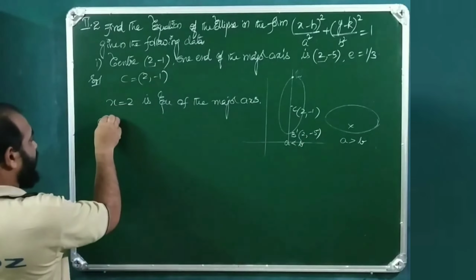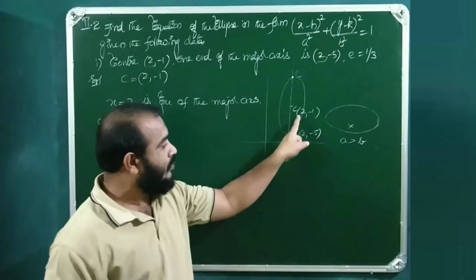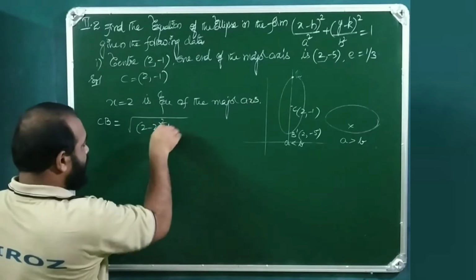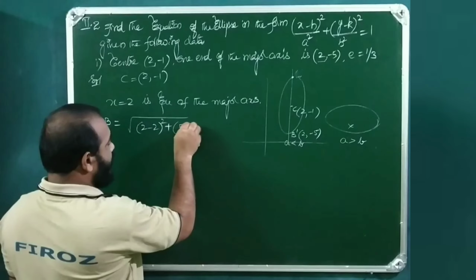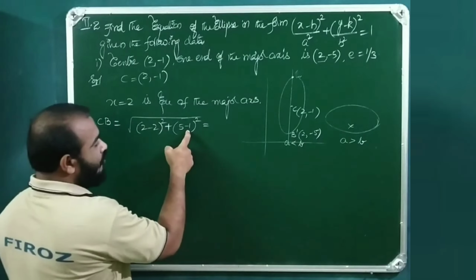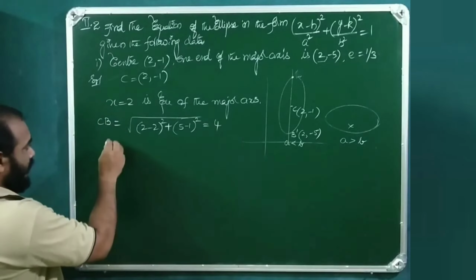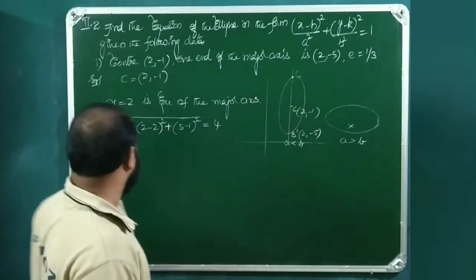So here CB is equal to the square root of (2 minus 2) whole square plus (minus 1 minus of minus 5), so (5 minus 1) whole square. So this is 5 minus 1, which is 4, and the square root of 4 squared is 4. So b is equal to 4.